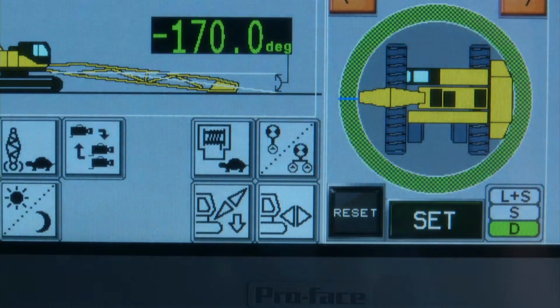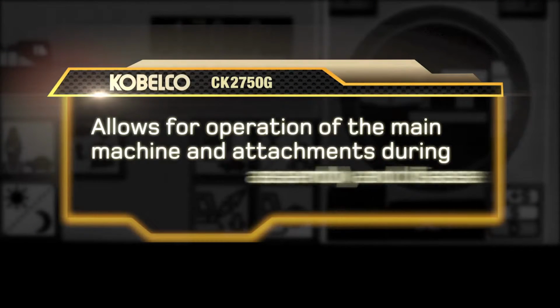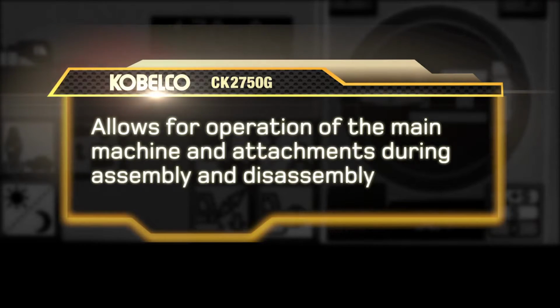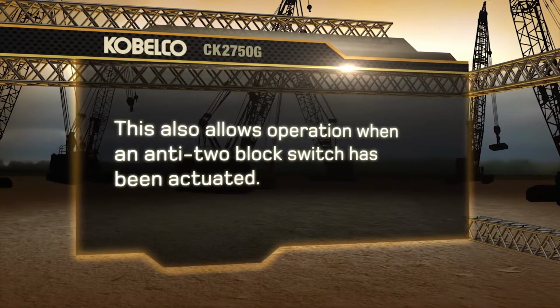The following icon is the assembly-disassembly icon. When this icon is pressed, it allows for operation during assembly and disassembly of the main machine and attachments. This also allows operation when an anti-tube lock switch has been actuated.